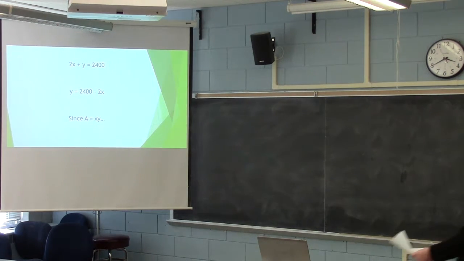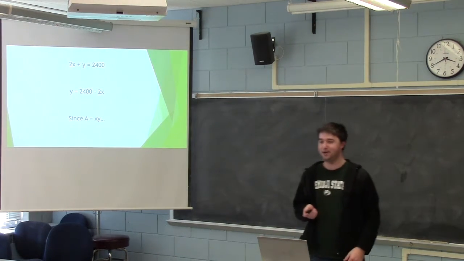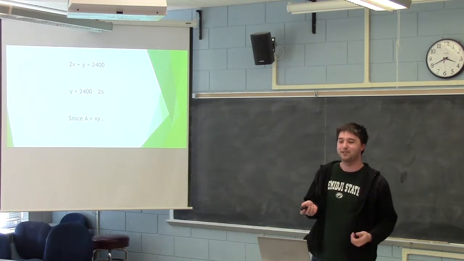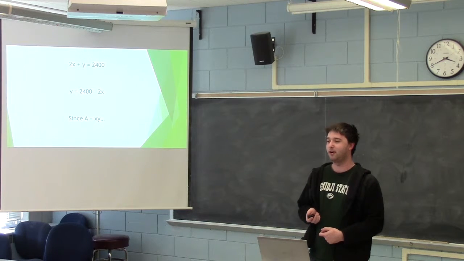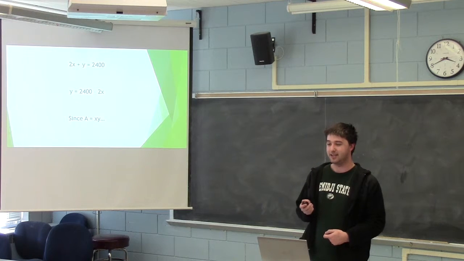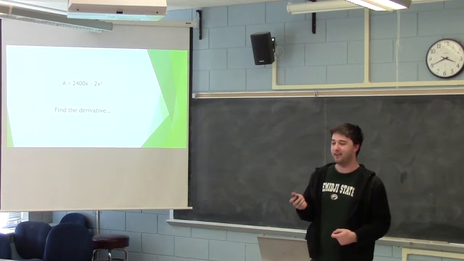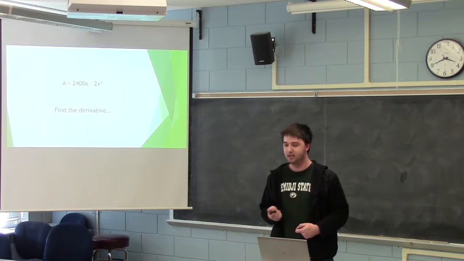So when we have the perimeter equation, we get 2x plus y equals 2,400. And we just rearrange our equation to make it equal to just y itself. So y equals 2,400 minus 2x. And so since the area equals x times y, we're going to plug y back into it. And so the area that we get is 2,400x minus 2x squared.